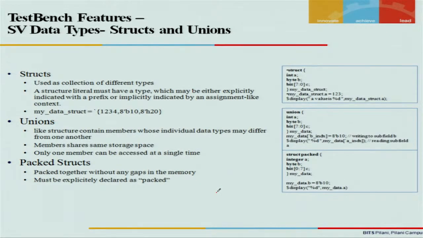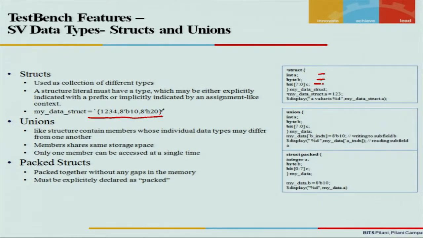Struct is basically a collection of different types, and a struct is indicated with a prefix or implicitly indicated by an assignment-like context. So in this example you can see that there is a struct in which you have three variables: int a, byte b, and 8-bit c, and you have just assigned a value to the member a of the struct. So this is one way you can instantiate a struct. And similarly you can also do it in this way, where you can assign all three values in a single go.